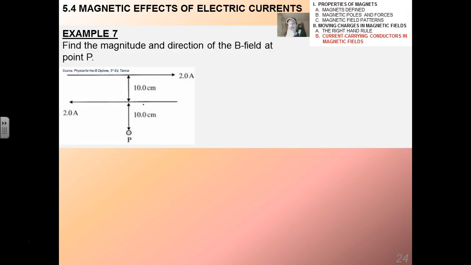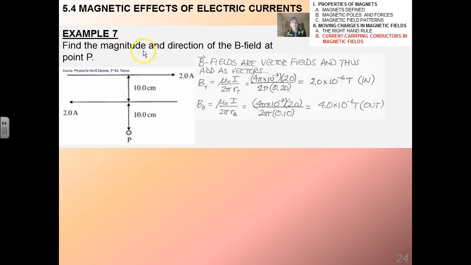So what you need to do is use your right hand with your thumb placed in the direction of the current. As a result of the bottom wire, the B field is coming out directly towards you. As a result of the top wire, the B field is going in. But that field is weaker than the field coming out as a result of the bottom wire. Therefore, the net field should be coming out of the page towards you.